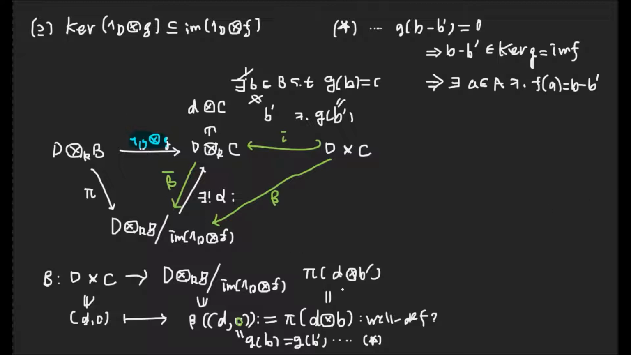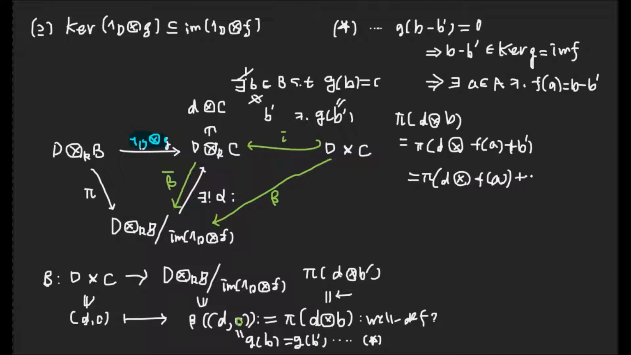Then we can conclude this equation because when we calculate pi the tensor product B means the tensor product B is written as F A B prime. This means the tensor product F A d B prime.